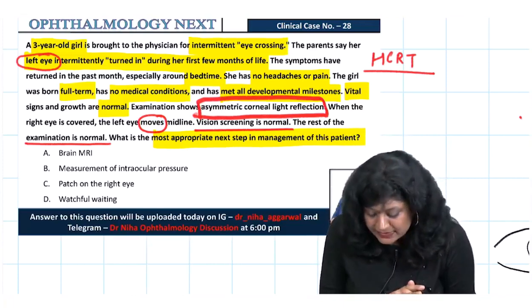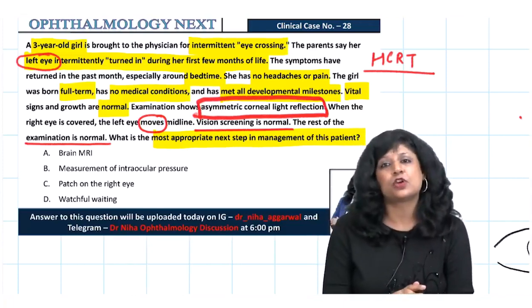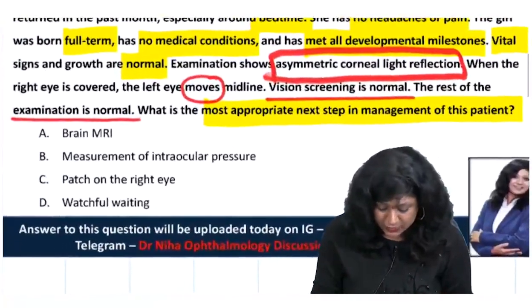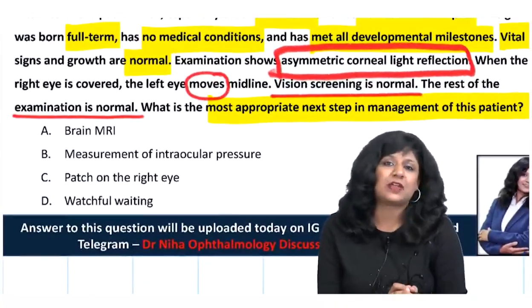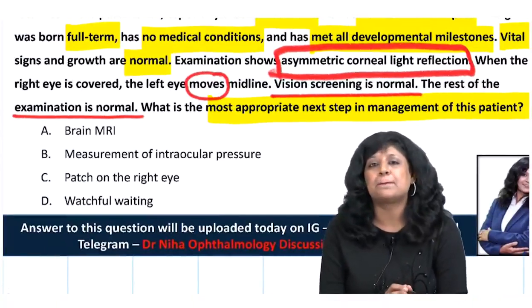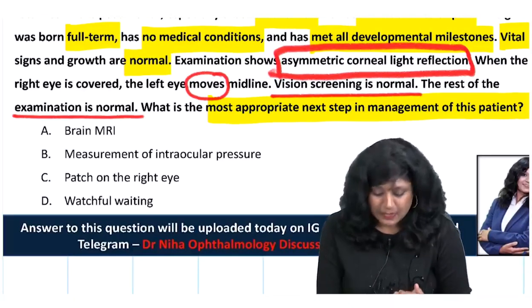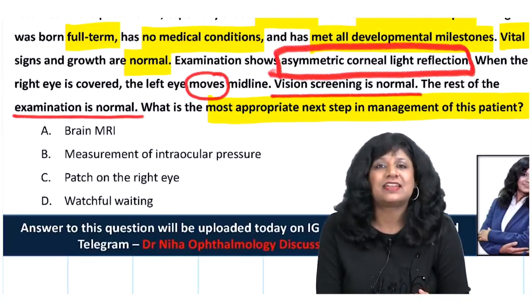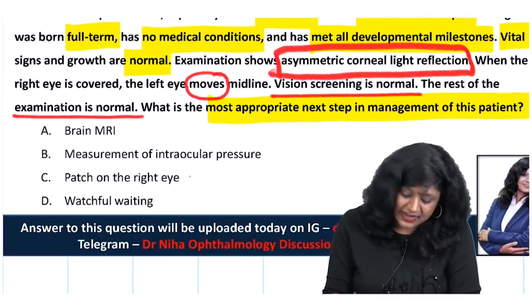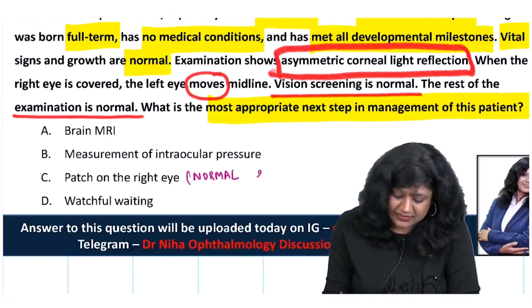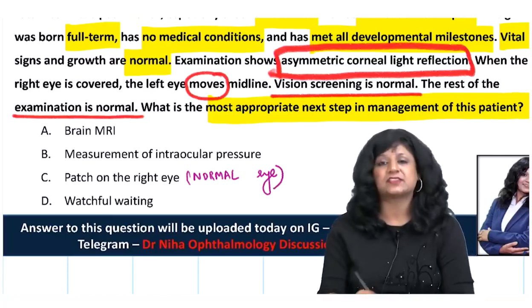So what should be the next step in the management of this patient? So we have done workup till now. Now let's see what are the options they are trying to give us. The first thing they are saying is the brain MRI, measurement of intraocular pressure, patch on the right eye. Patch on the right eye means normal eye, and then they are saying watchful waiting.